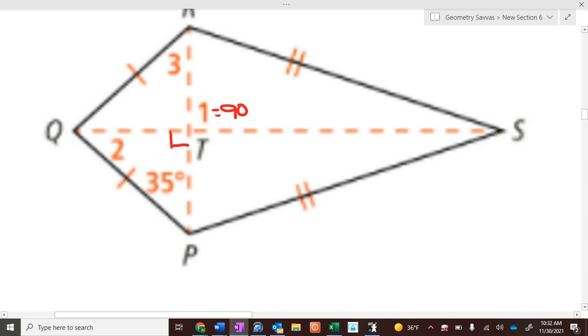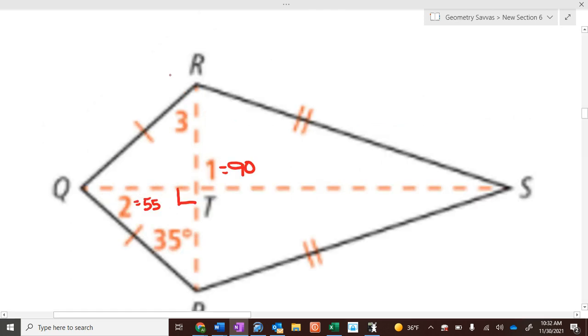So how big is angle 2? No, 2 would not be 90. 180 minus 90 minus 35 is 55. Think differently. About how big do you think 3 is? 3 would be 35.